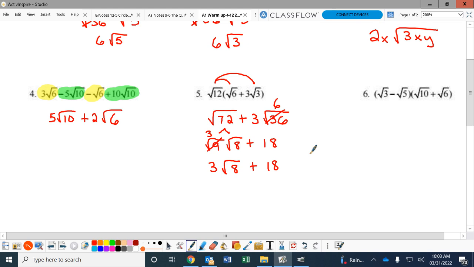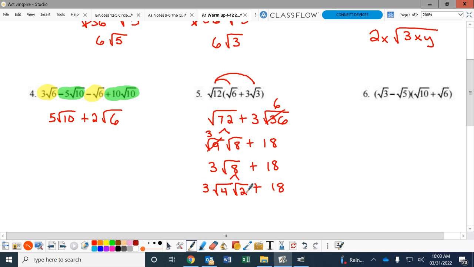Look at the numbers, guys. Why can't I leave this as an answer? What will go into this? 8: 4 and 2. So you have to keep breaking it down if it will break down any further. The 8 will break down into 4 and 2.